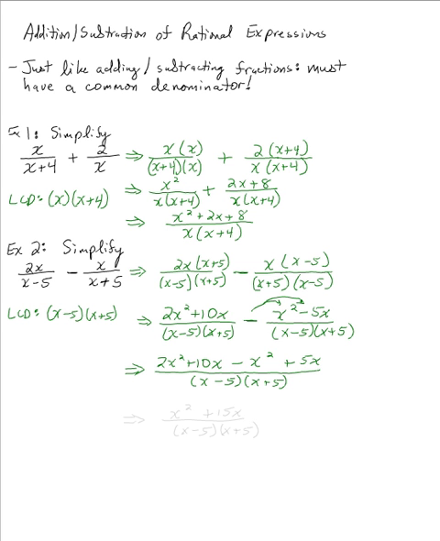I've subtracted the numerators over the common denominator. And so then simplifying the numerator, 2x squared minus x squared is x squared, plus 10x plus 5x is plus 15x, over x minus 5 times x plus 5.